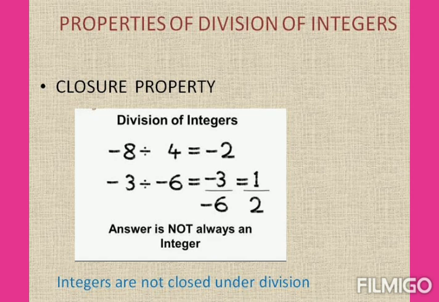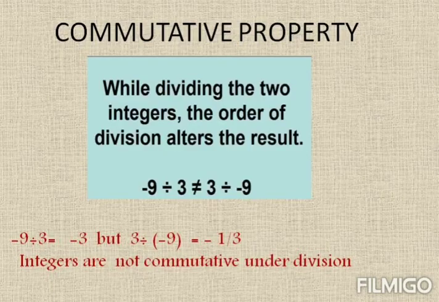Therefore integers are not closed under division. Next property is commutative property of integers under division. While dividing any two integers, if we change the order of the integers, it alters the result of the division. For example, minus 9 divided by 3 will give you minus 3 as the quotient. If you divide 3 by minus 9, you will get minus 1 by 3 as the quotient. Both the answers are different. They are not the same. So integers are not commutative under division.